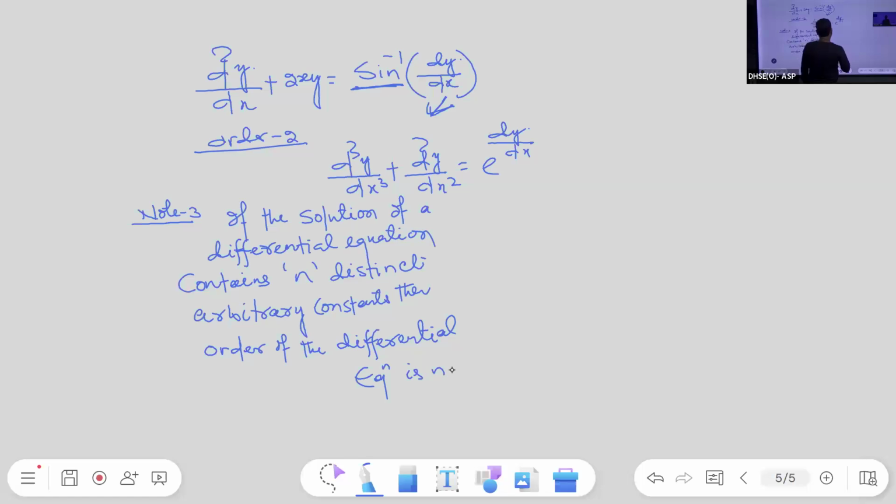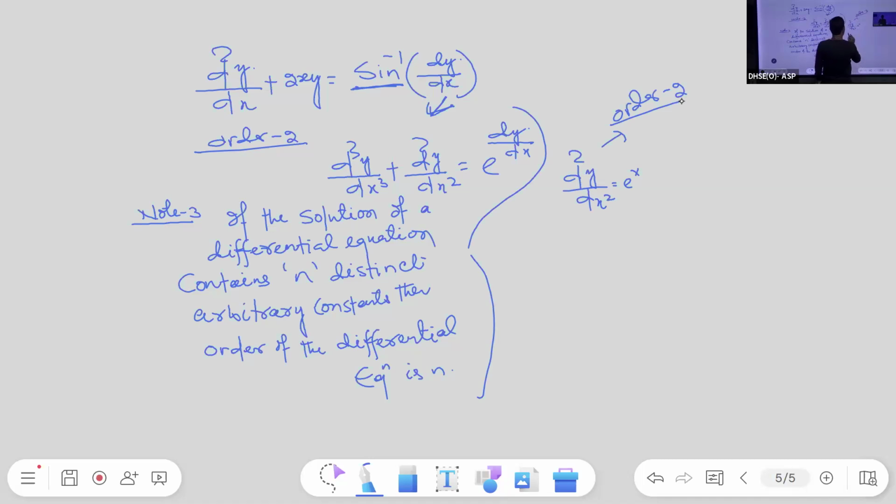Okay. So let me explain it through an example. Suppose a differential equation is like this: d square y upon dx square is equal to e raised to the power x. We have to find the solution of this differential equation. So order of the differential equation is 2 because highest order derivative is 2, right?